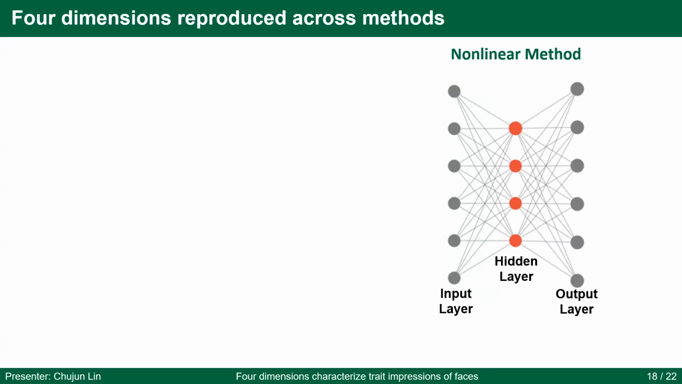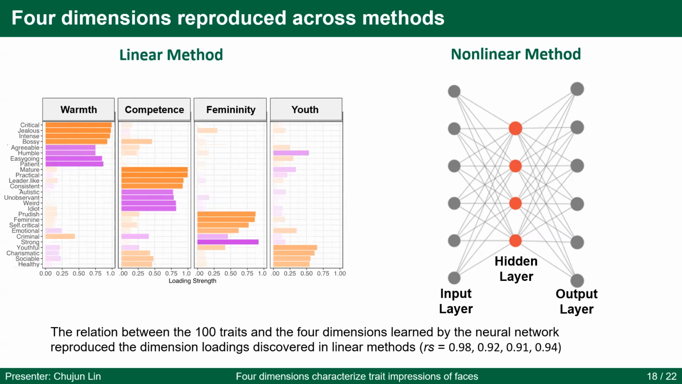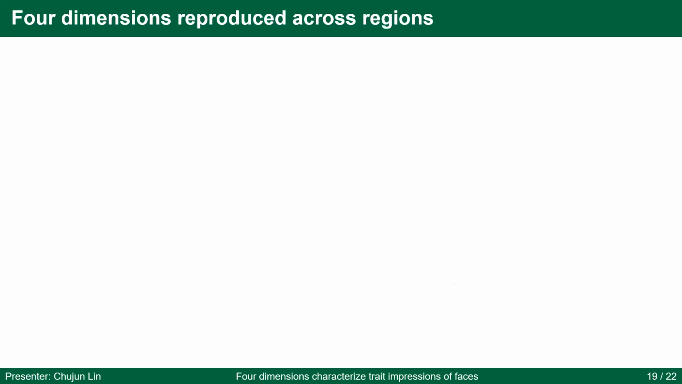We trained neural networks with different numbers of dimensions in the hidden layer and allowed for nonlinear activation functions in the network. The results show that a neural net with 4 dimensions in the hidden layer achieved performance plateau. More importantly, the relation between the 100 traits and the 4 dimensions learned by this neural network reproduced the dimension loadings we found in the linear methods. These results indicate that the 4 dimensions we found here are highly robust across analytical methods.